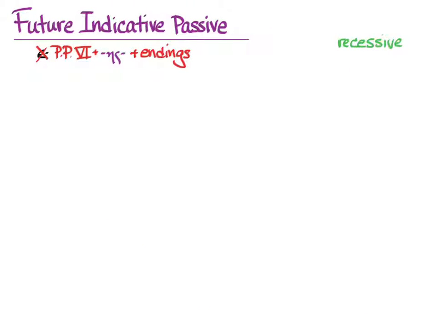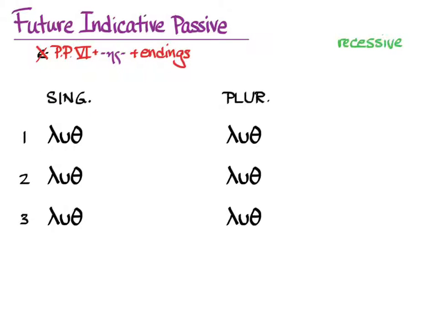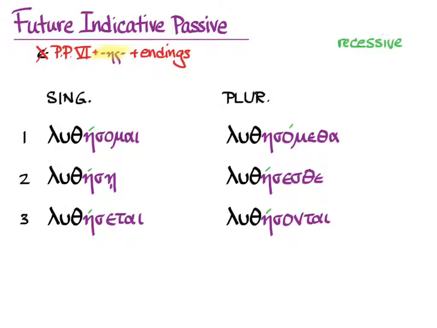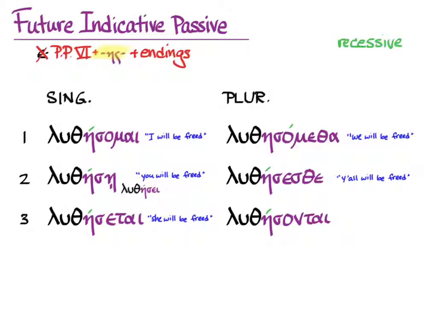Let's see what the full forms of the future indicative passive look like. Here's the unaugmented tense stem from the sixth principal part. You have to remember to add the eta sigma, and then the endings and the accents. And so we get luthesomai, I will be freed; luthese, you will be freed, which could also be luthesei spelled with an epsilon iota at the end; luthesetai, she will be freed; luthesometha, we will be freed; luthesesthe, y'all will be freed; and luthesontai, they will be freed.